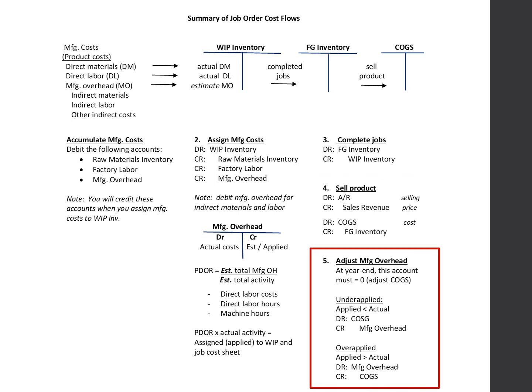Lastly, underapplied manufacturing overhead indicates that the overhead assigned or applied to work in process is less than the actual overhead. Overapplied overhead indicates that the overhead assigned or applied to work in process is greater than the actual overhead. We need to make an adjustment at the end of the accounting period.